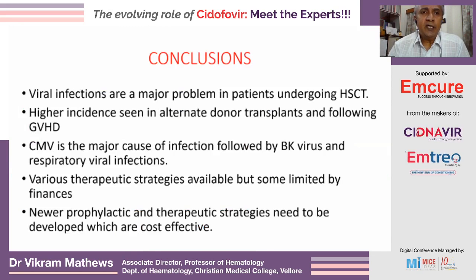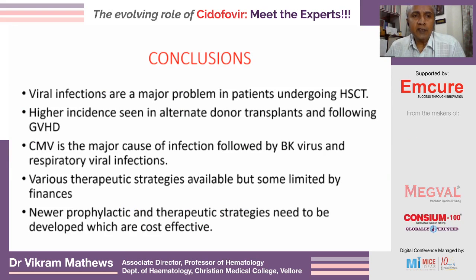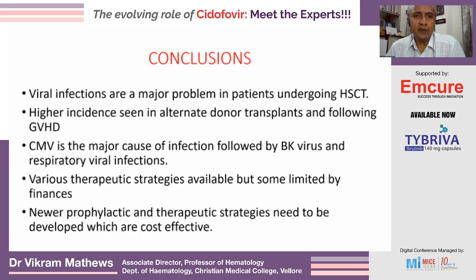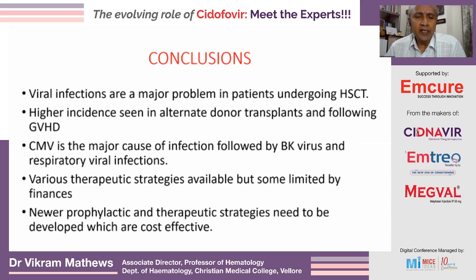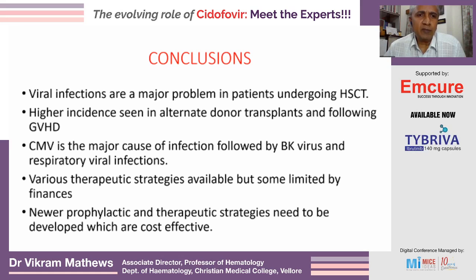I conclude by saying viral infections are a major problem in patients undergoing HSCT. There's a higher incidence in alternate donor transplants and following GVHD. CMV is the major cause of infection, followed by BK virus and respiratory viral infections. I've really not touched on respiratory viral infections in detail. We see a fair number now that we have a full panel to identify them, but the one that really gives us problems is H1N1. And of course, we have no experience with COVID. We've not had a patient with COVID at this point in time who picked this up post-transplant.